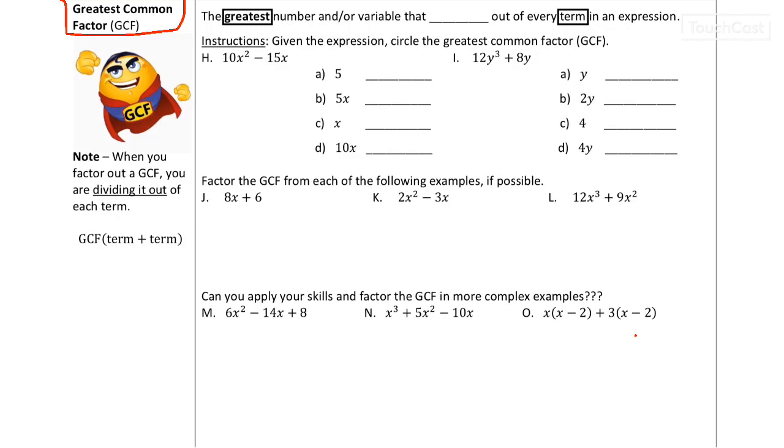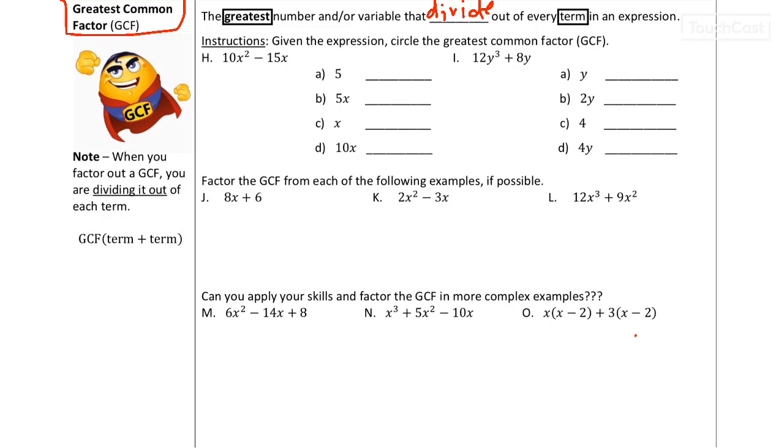The definition of GCF: it's the greatest number and/or variable that can divide out of every term in the expression. In essence, what we're trying to figure out is the biggest number or variable that can divide everything in our problem. If we look at example H, we have a couple things that we need to make sure we understand before we do a GCF. This should be reviewed, but I just want to make sure we touch base on it.